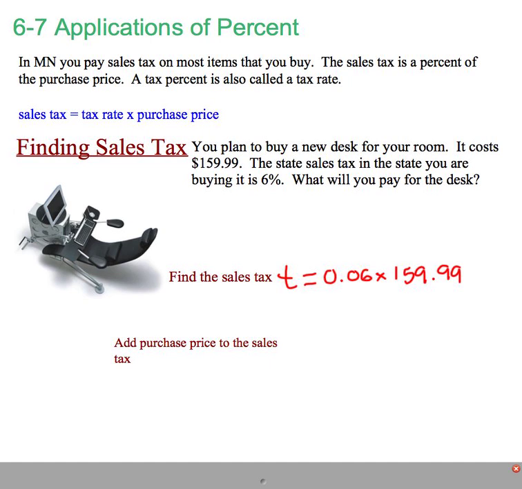So we do 6/100ths times $159.99, and we get this goofy number. And so I will write it down. It actually works out to be 9 and 5,994 ten thousandths. Excuse my handwriting there, that got a little away from me.